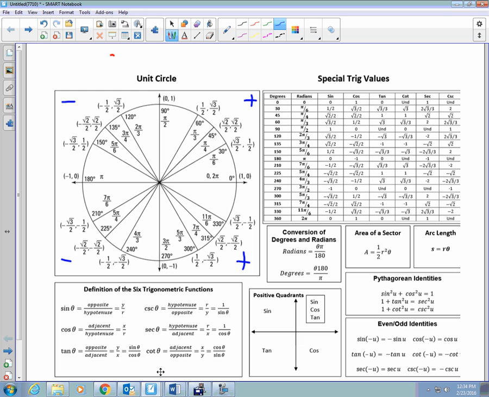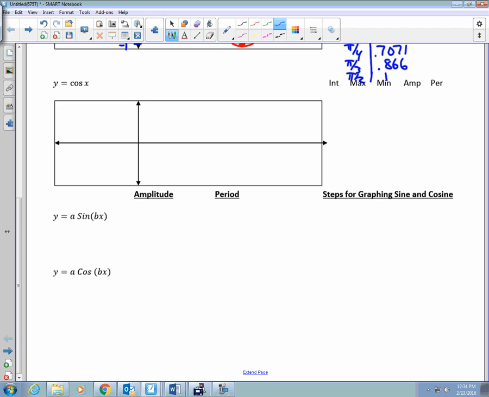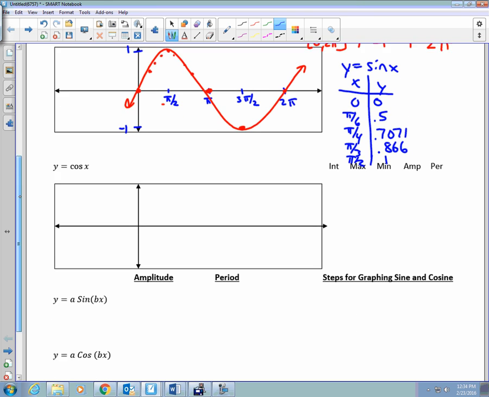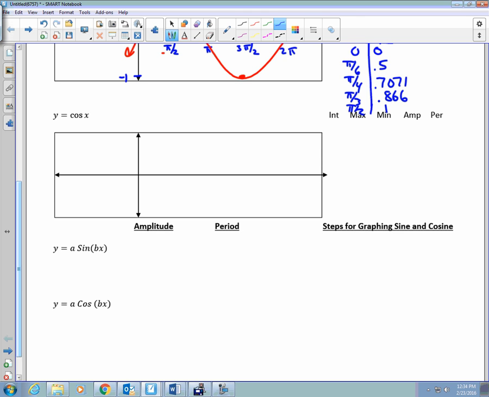In fact, the cosine of 0 would be 1, whereas sine was 0. The cosine of pi over 2 is 0, whereas sine was 1. And the cosine of pi is negative 1, whereas sine was 0. So that will help us generate these values. Again, this is simply the unit circle unwound and looked at visually.